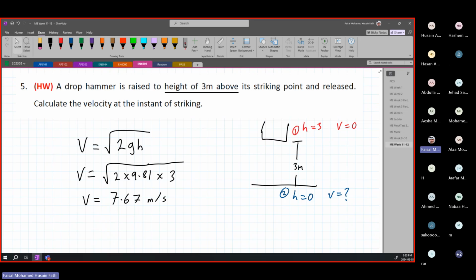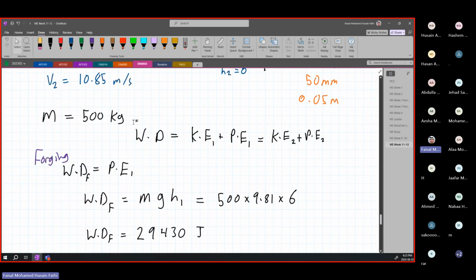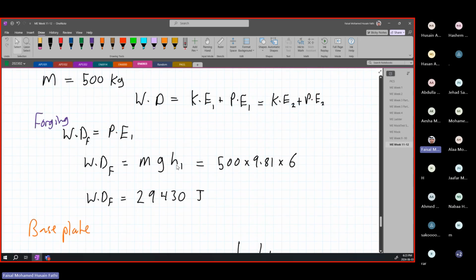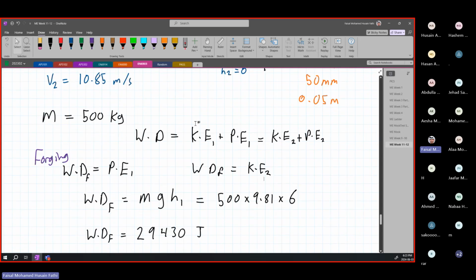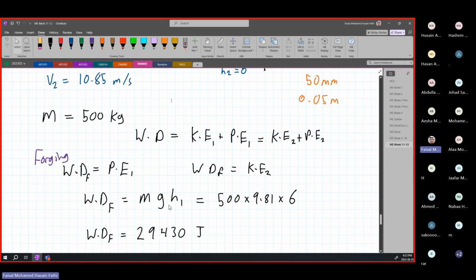Why didn't we calculate KE? We could have calculated KE, but remember what I said? Our WD is equal to KE1 plus PE1 or KE2 plus PE2. So instead of WDF equal to PE, you could have said WDF is equal to KE2. All right? Then it's either this part or this part. They are equal to each other because of the conservation of energy. You could have used half mv squared, with the velocity we calculated here, and you would have gotten the exact same answer. This is the idea of conservation.